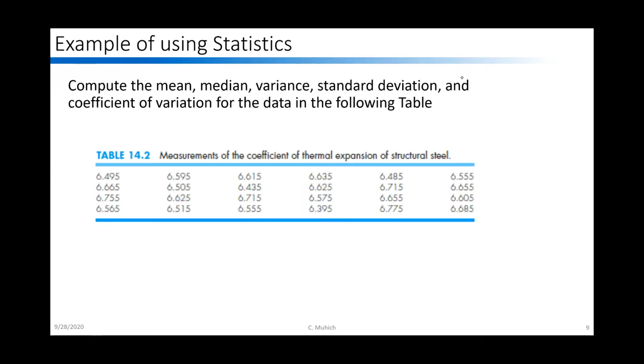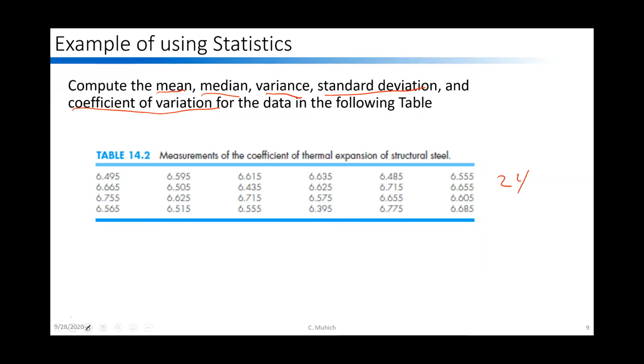Let's put this into practice and extract some of these data characterizing statistics from some real life data. So let's specifically calculate the mean, median, variance, standard deviation, and coefficient of variation for a set of data that measured the thermal expansion of steel. So here we have 24 data points just organized in this system. We're going to go through and we'll calculate each of our statistical variables, looking at the location and the spread of our system.